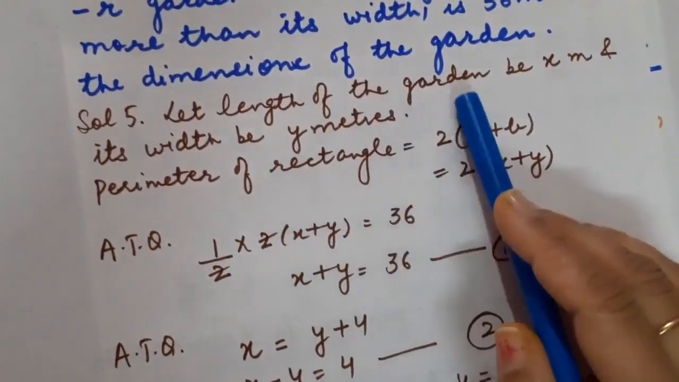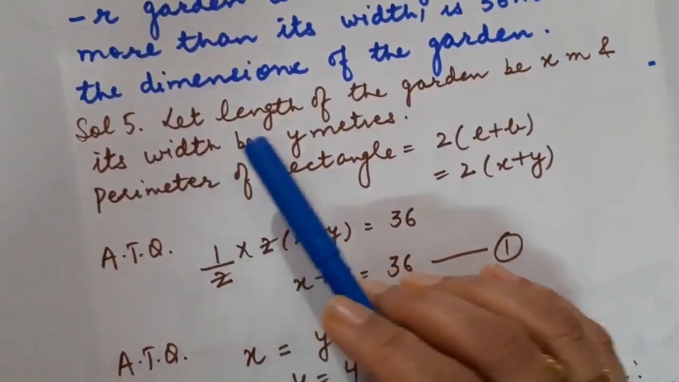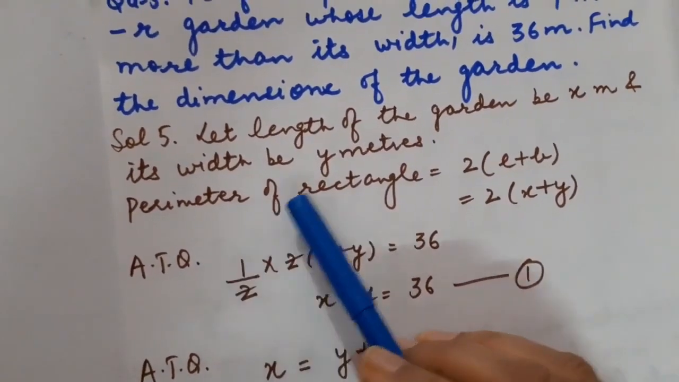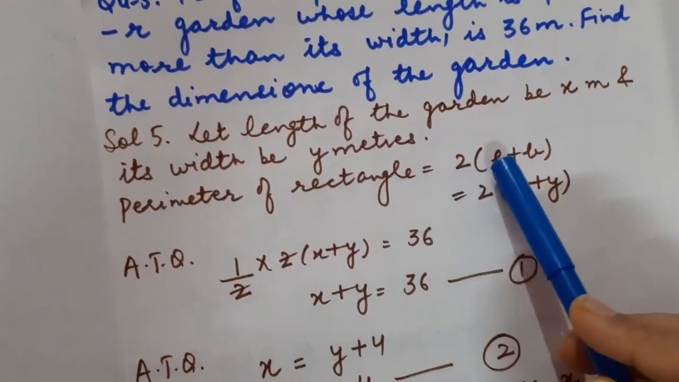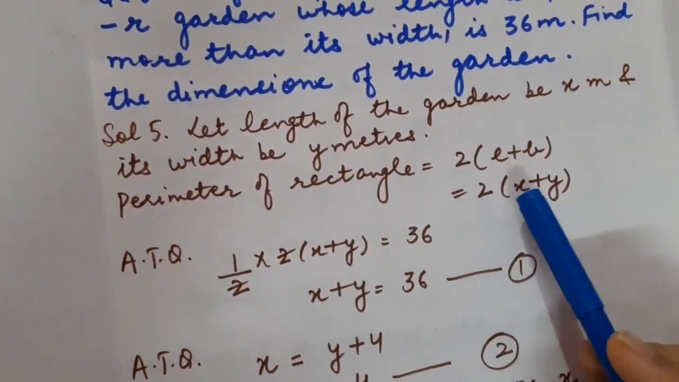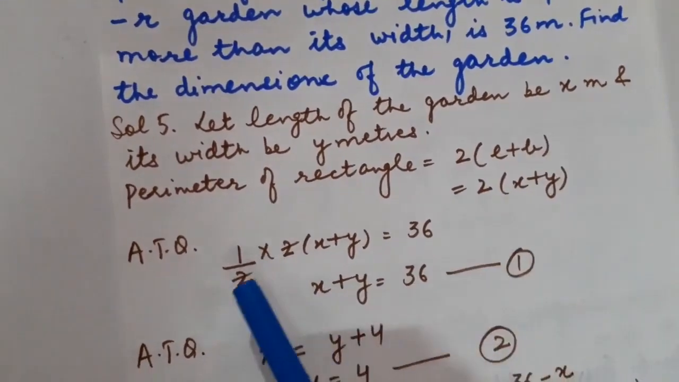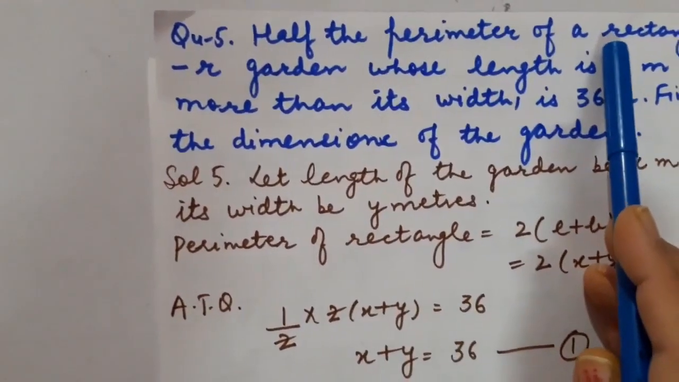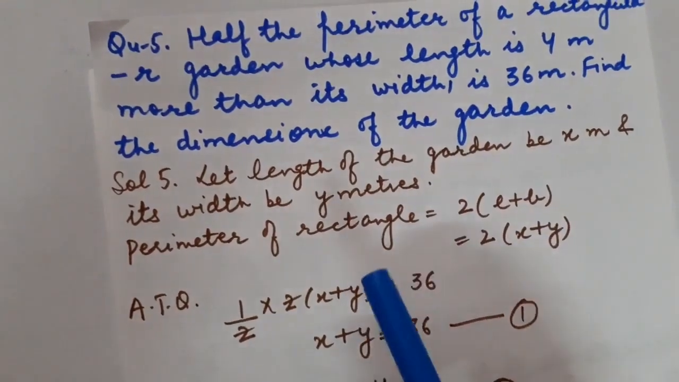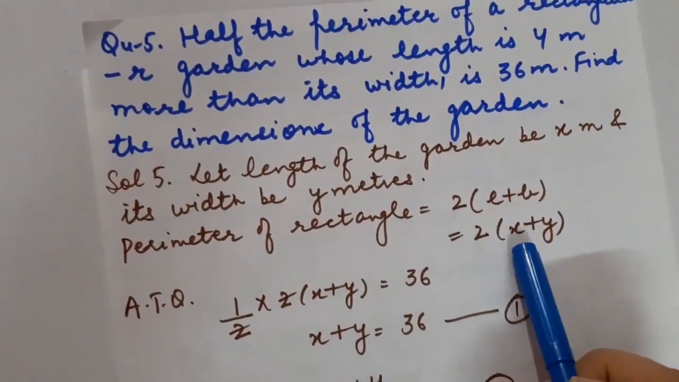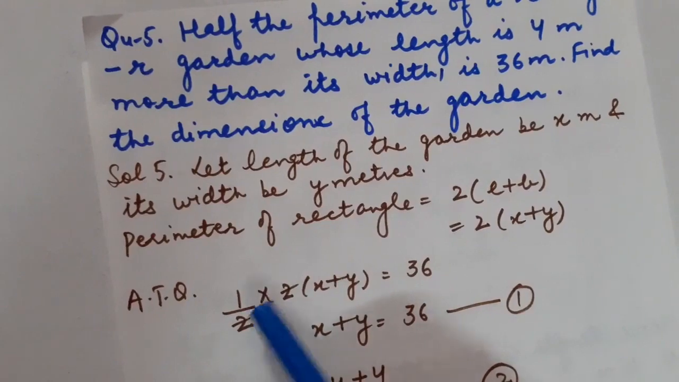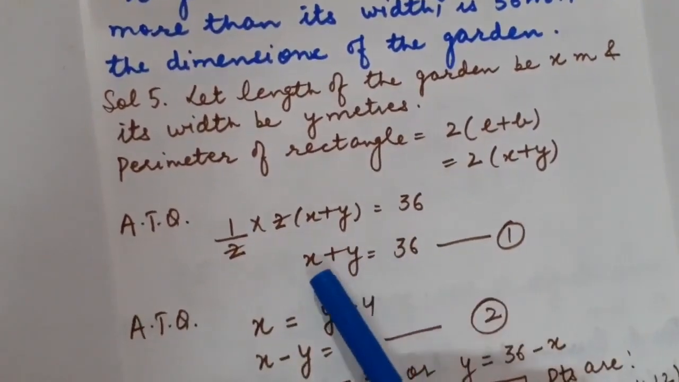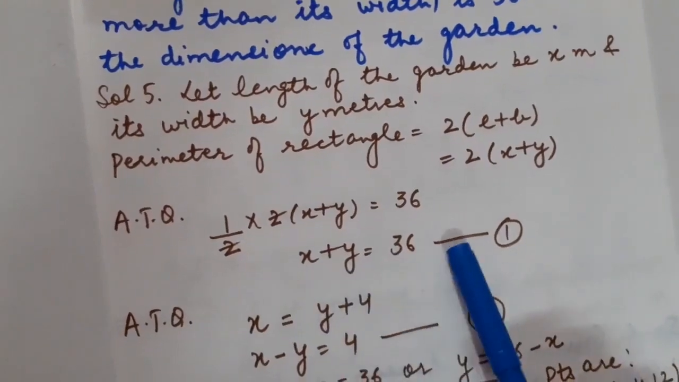So let the length of the garden be x meters and its width be y meters. Children, you know very well how to calculate the perimeter of the rectangle, that is 2 into length plus breadth. So 2 into x plus y. Correct? Now, according to the question, half of the perimeter of a rectangular garden. So perimeter was 2 into x plus y. I am going to take its half. Both are going to be cancelled. And it is equal to 36. So through this I have come to know that x plus y is equal to 36.